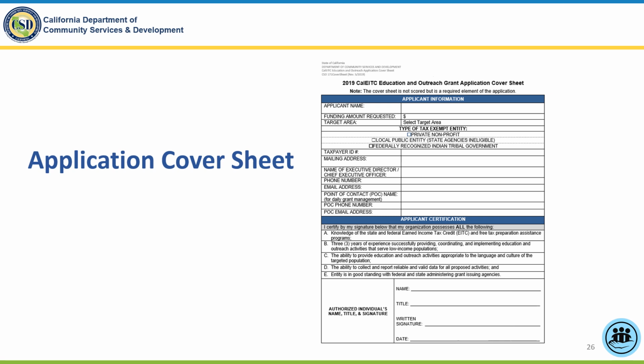Please indicate a primary point of contact. This may be different than your organization's executive director. The primary point of contact will be the best person for CSD to contact regarding your application. Under application certification, an authorized individual must type their name, title, and provide a wet signature and date at the bottom of the form. By signing the application certification, your organization acknowledges that it possesses all necessary requirements.